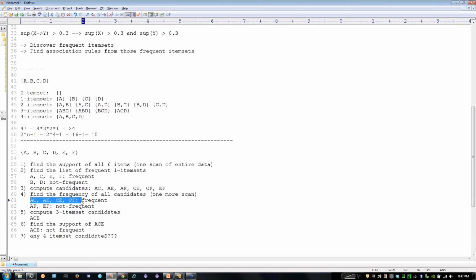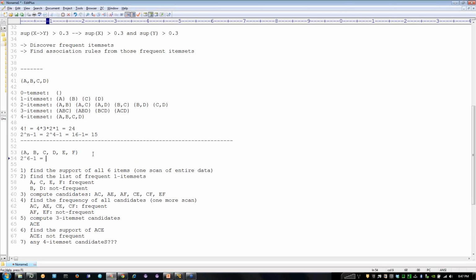Okay? So you can see how many computations you did. In the first level, you computed frequency of all the 6. In the second level, you computed the frequency of another 6 items here, 6 plus 6, 12. And in the third level, you computed only one item set, which is actually 13. So what's the combination total? 2 to the 6 minus 1 is equal to how much? 63. So out of all the 63 combinations, you simply evaluated only 13. You can see the power of that simple rule.